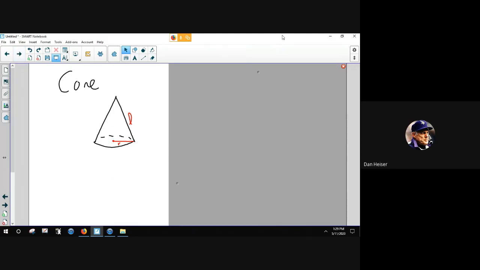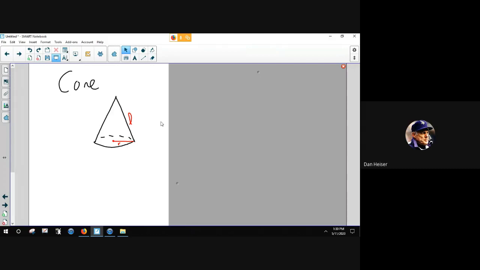Before we move on to some examples, just like a cylinder is similar to a prism, a cone is similar to a pyramid. It's not a pyramid, though, because the base is not a polygon. It's a circle. Here's that slanted height again, L.